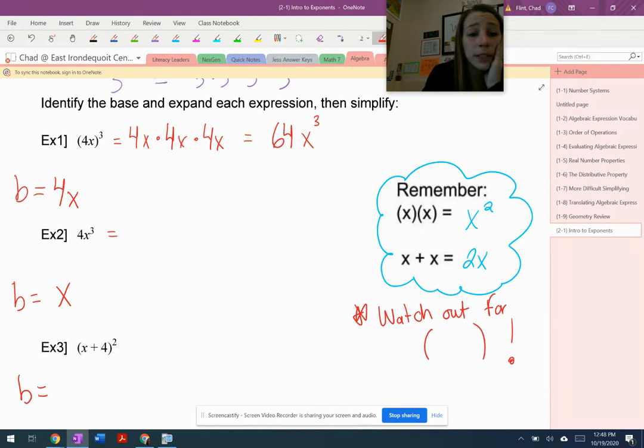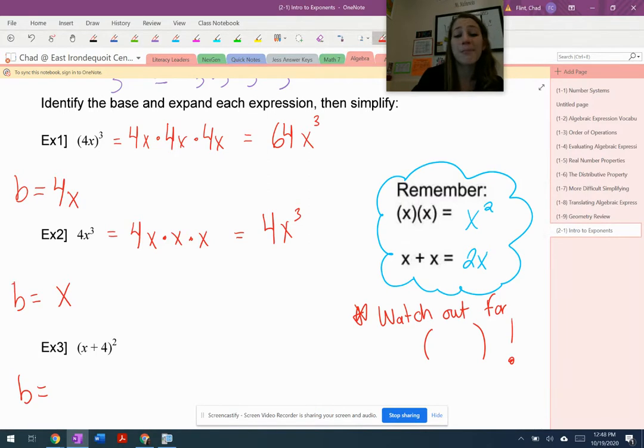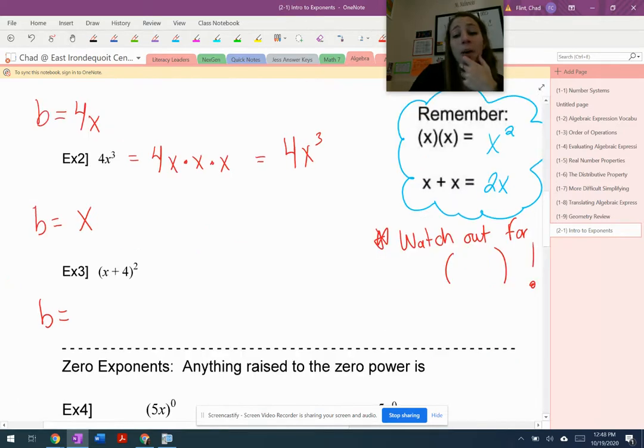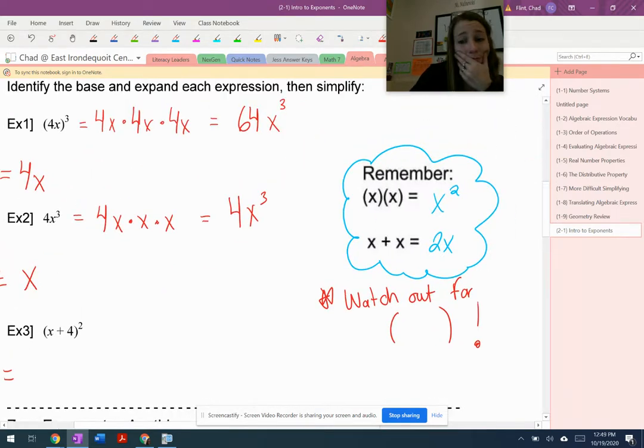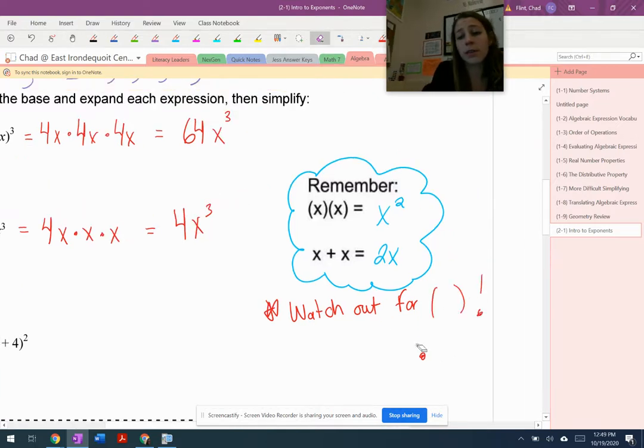All right, so if I'm to expand this example 2, remember the 4 isn't being multiplied by itself 3 times like it was in the first example. So that's going to look like 4x times x times x, which would be 4x cubed. Clearly making those two, example 1 and example 2, different from each other. They're not the same. Those parentheses make a difference.